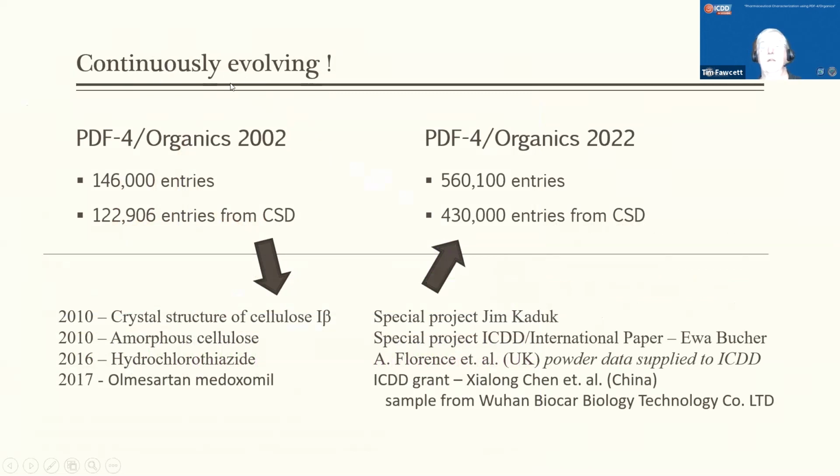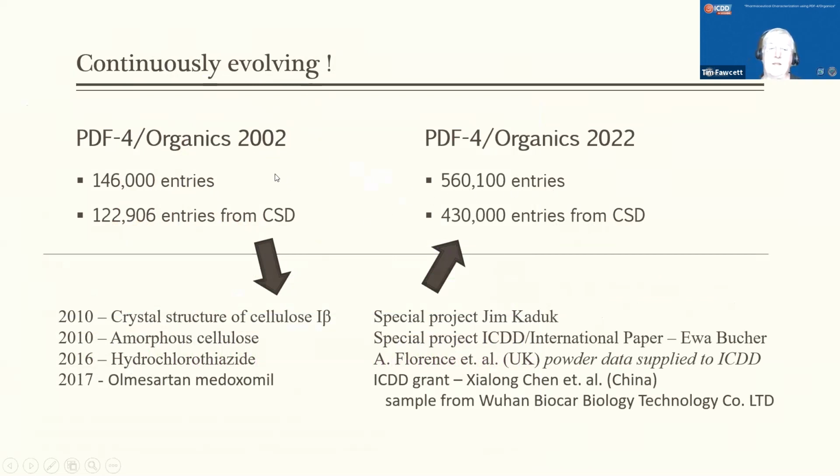Now, this example is also a good reason that we show that the PDF-4 database is continuously evolving. There are new materials coming onto the market all the time, and you have to be on the lookout for those. And when we started PDF-4 Organics in 2002, it had 146,000 entries. And now it has 560,000 entries.